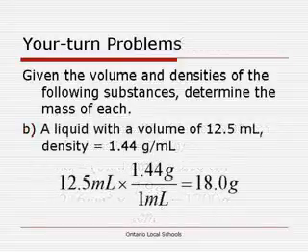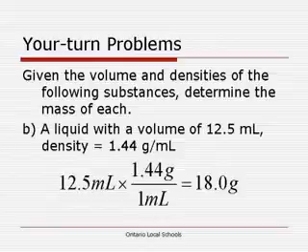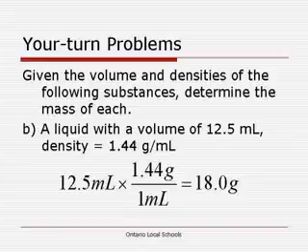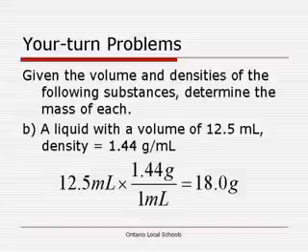Let's look at the solution for problem B. Here we have a liquid with a volume of 12.5 milliliters. We're going to multiply that times the density, 1.44 grams over 1 milliliter. The unit we're going to, grams, is on top. The unit we're coming from, milliliters, is on the bottom of our conversion factor. We cancel the milliliters. We're left with grams as a unit, and we get 18.0 grams for the mass of the liquid.